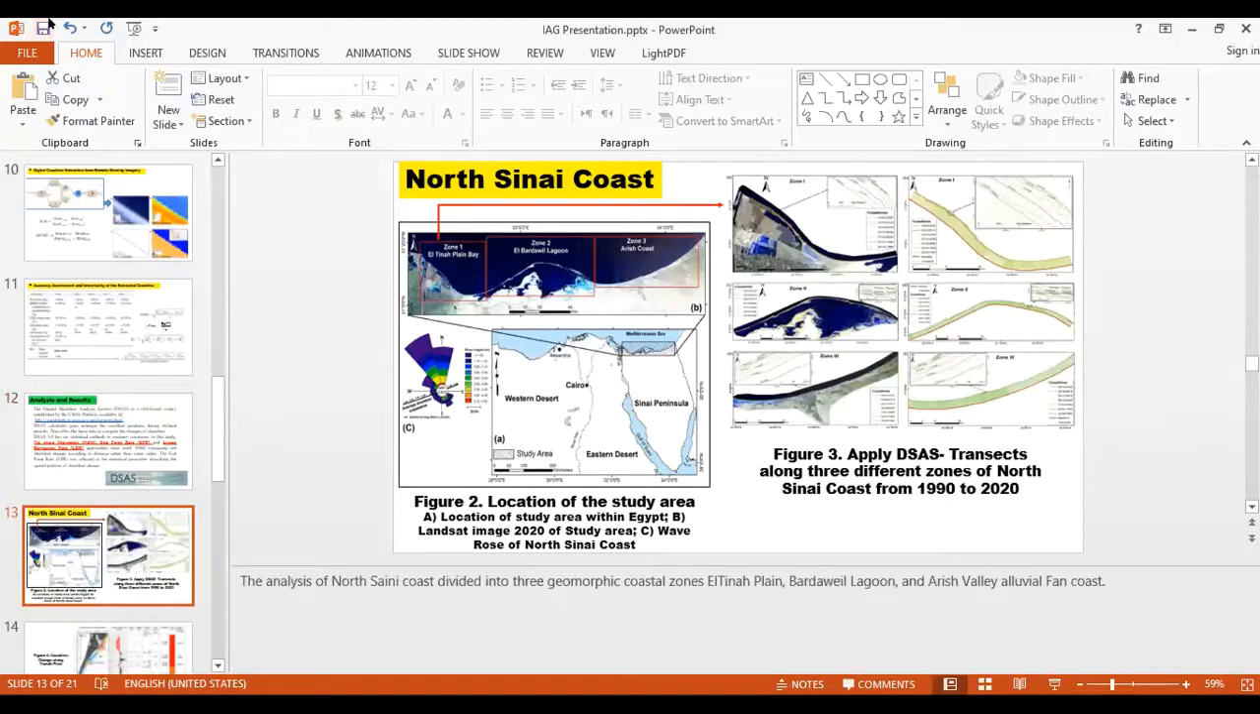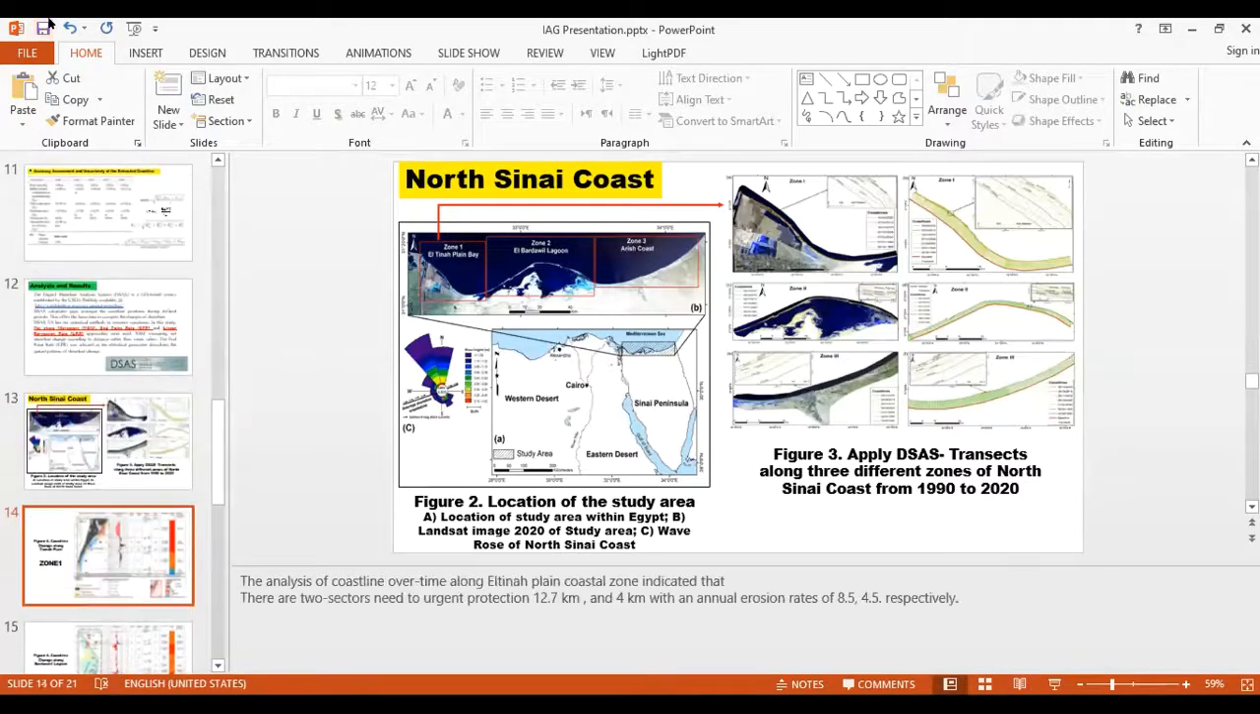For the North Sinai coast, we selected three geomorphic zones along the Mediterranean coast to study especially. The first zone is Tina Plain and Bay, the second is Bardawil Lagoon, and the third is the Arish Valley alluvial fan.